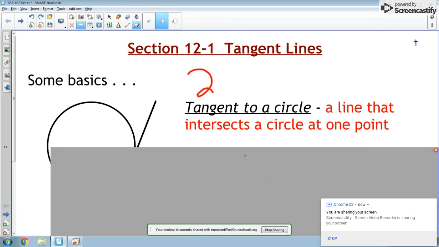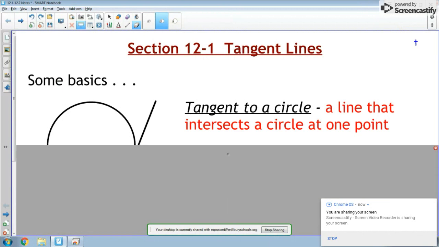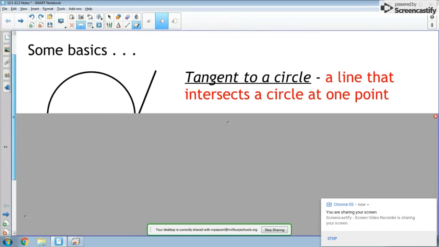Okay, so this video is on tangent lines, and we are trying to figure out what those are. They are pretty important. They are a really big deal in upper level courses, tangent lines. So basically, a tangent line is something that touches a circle once.